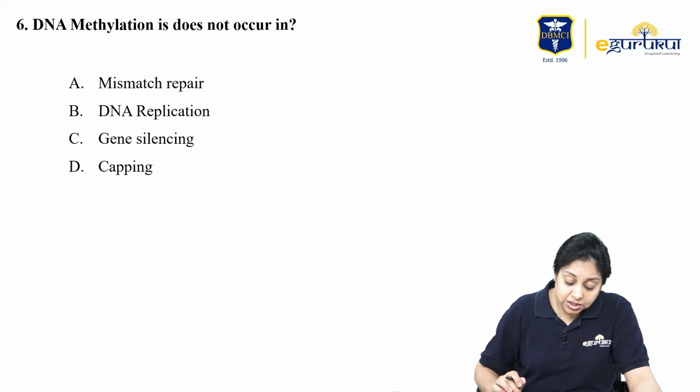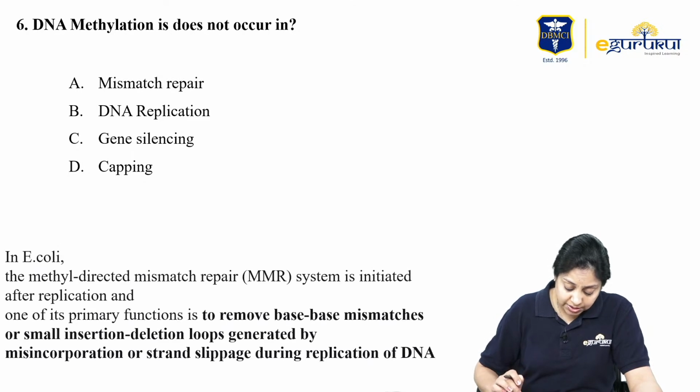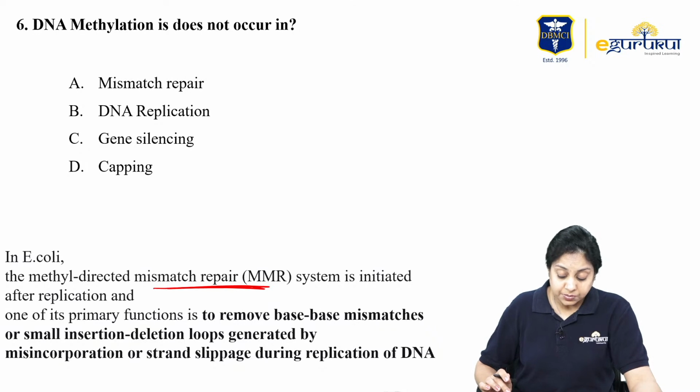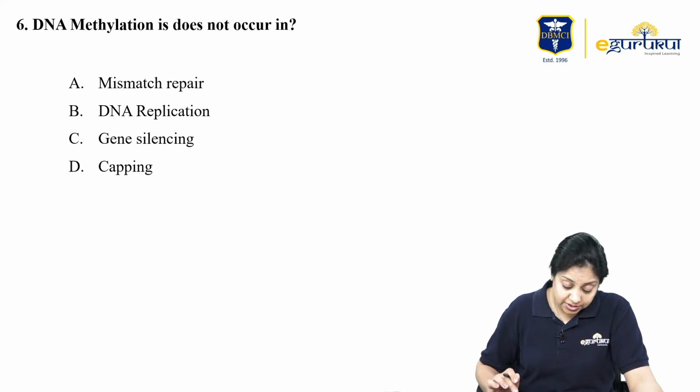DNA methylation is not involved in which of these? Again, the same kind of question, but the things are changed, right? So the first choice is the mismatch repair. In E. coli, the methyl-directed mismatch repair exists, right? So it is involved in there.